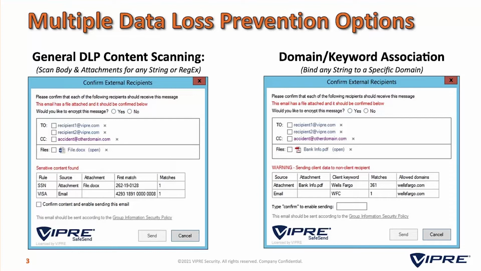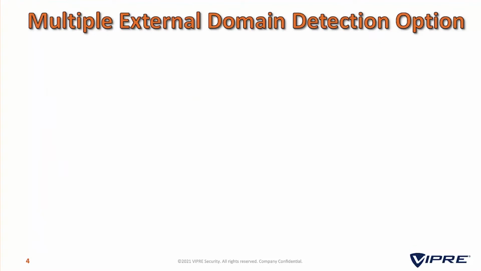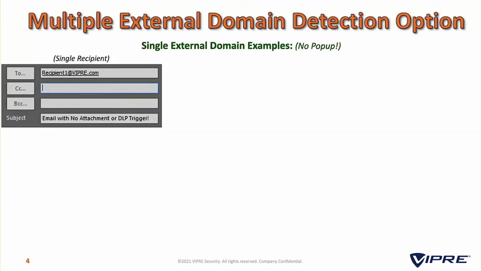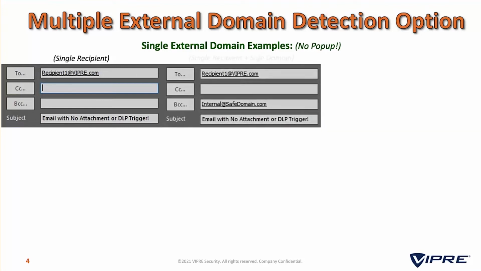So I had a couple of examples here to show that with the configuration I recommend, which is only popping up for multiple external domains, we can ensure that we're not popping up constantly. And I just say this is an option because say you do want this to pop up every time, you absolutely can. However, just a few circumstances that would not warrant the pop-up. And that would be, just right here, a single recipient. And there's recipient one in VIPRE.com, there's no attachment, and there's no DLP trigger. So no problem, there's no VIPRE pop-up, or no safe send pop-up.